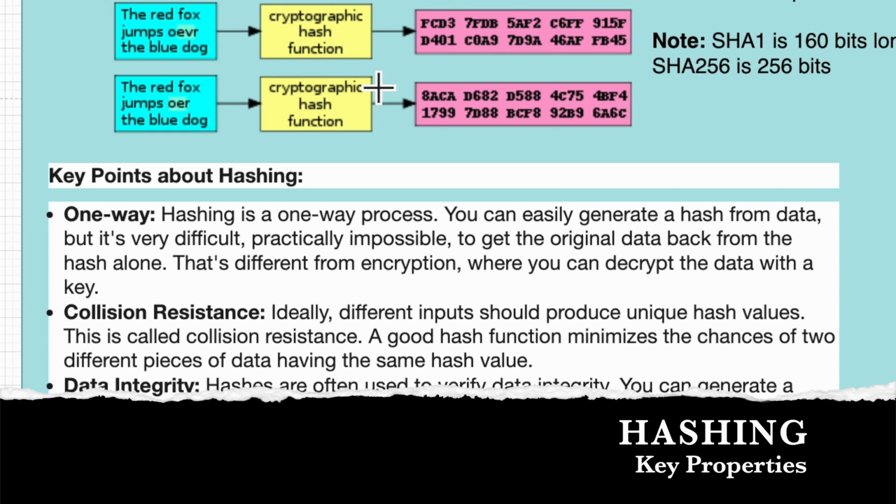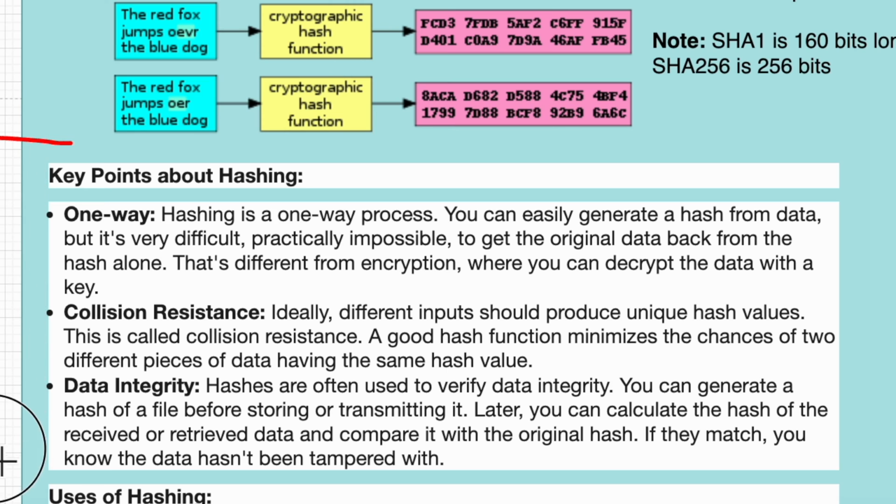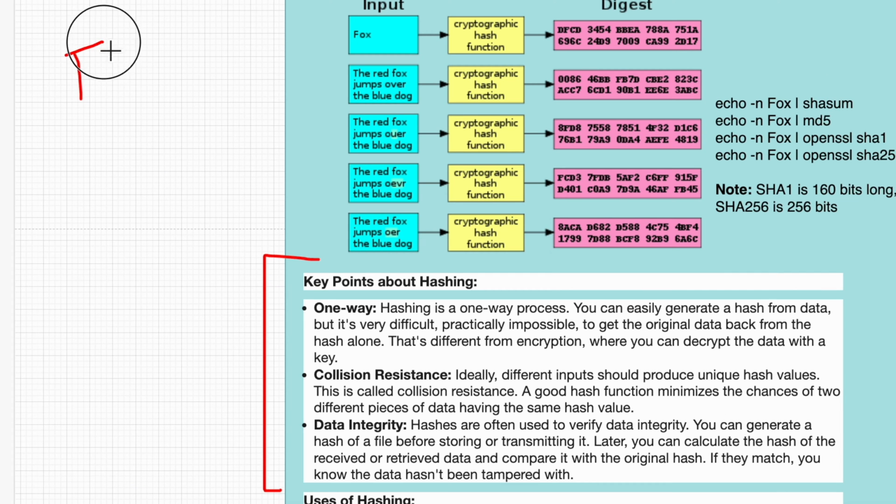Now let's recap some of the key points which we had discussed earlier. Hashing is one way, we discussed it earlier. Collision resistance: hashing aims for having collision resistance. What is a collision? You provide an input and after hashing you get an output. For two different inputs, if the output is the same, that is called a collision.